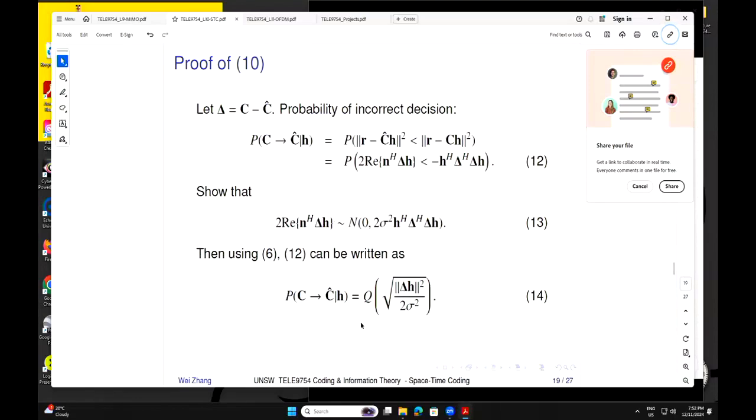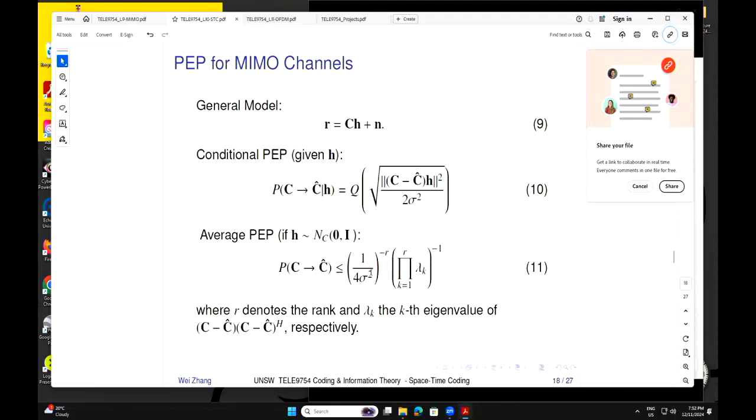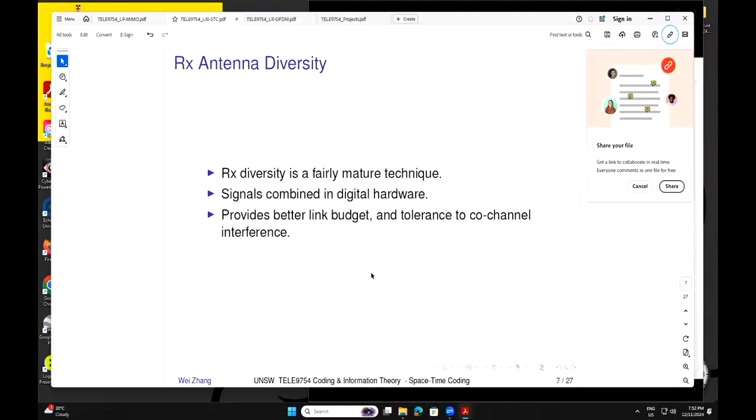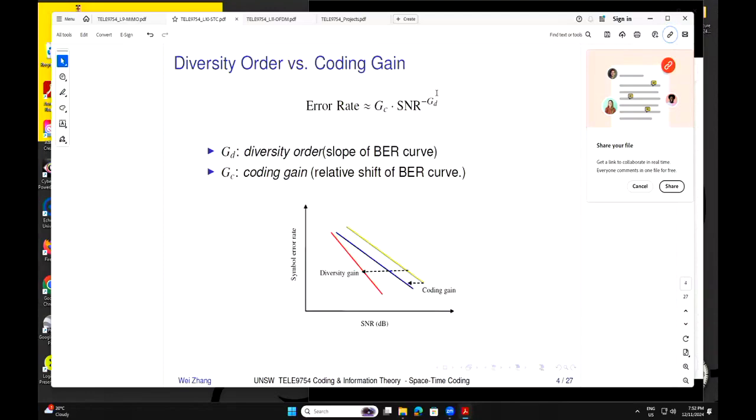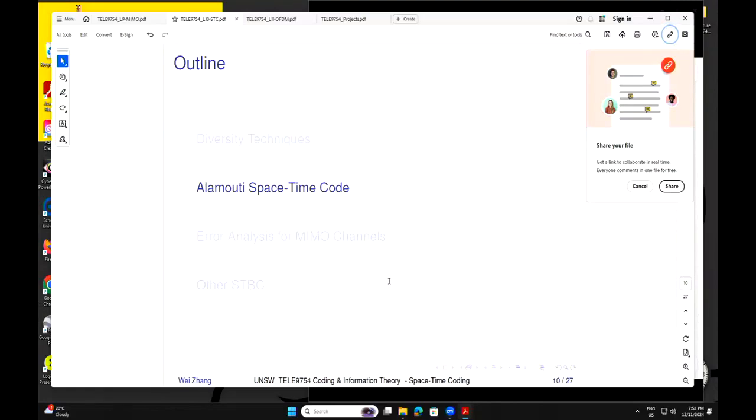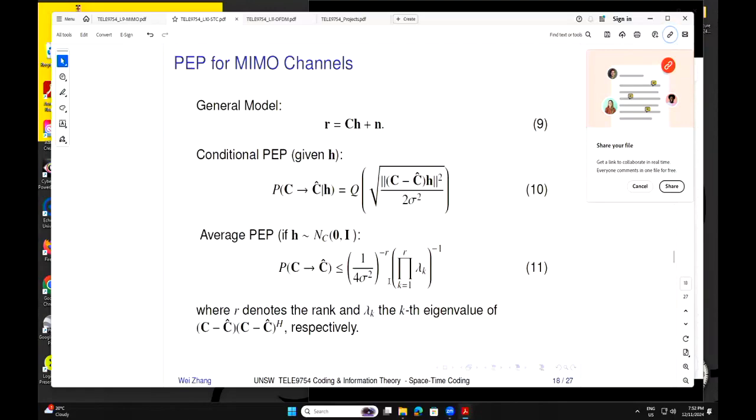So if you have a larger value of R, you have a better diversity order. Remember that somewhere we mentioned this in the beginning here: SNR to the power minus GD, that's R. With R larger, the whole thing is smaller. If the diversity gain is larger, that means this red curve will be very steep, right? So it's better. So that's why we hope that R is as large as possible.